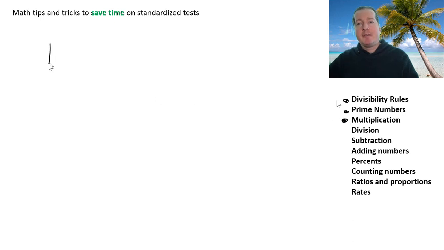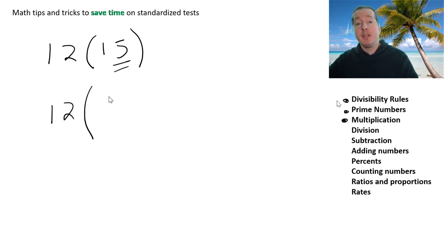multiplication. How about, I like this one, how about you had 12 times 15? Well, one thing you can do, if a number ends in a 5, sometimes it takes a while to do the multiplication. What you can do though, if I take the 15 and double it, 30, and cut it in half at the same time, that's the same as 15. So doubling and halving.